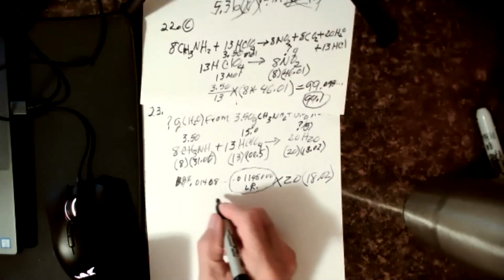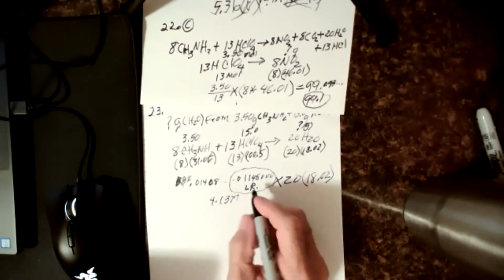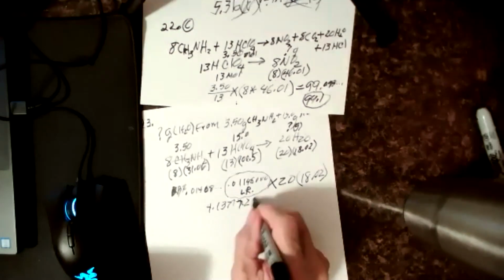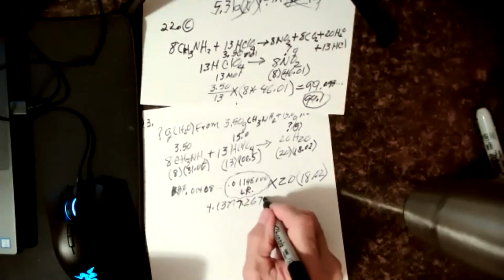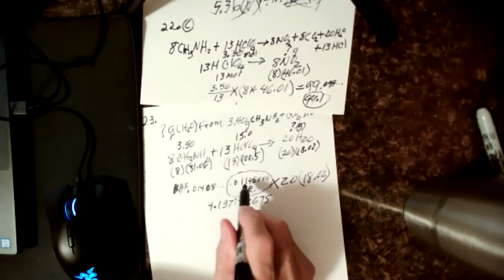It's still on my screen, so I just say times 20 times 18.02 is 4.137772675.